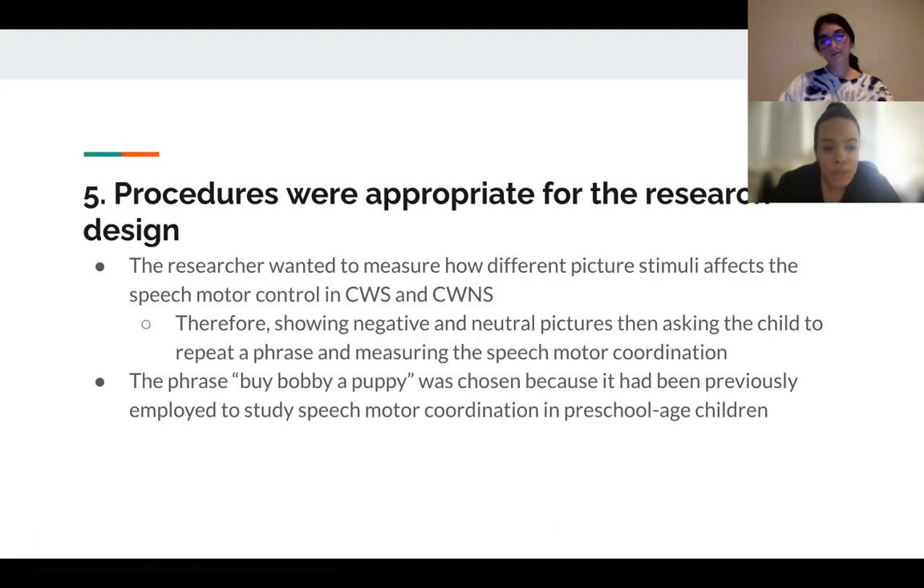So procedures were appropriate for the research design. The researchers wanted to measure how different picture stimuli affect the speech motor control in children who stutter and do not stutter. Therefore, they showed negative and neutral pictures, then asked the child to repeat a phrase and measured the speech motor coordination. The phrase "Bye Bobby a puppy" was chosen again because it had previously been employed to study speech motor coordination in preschool age children.